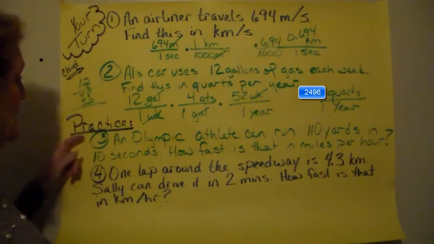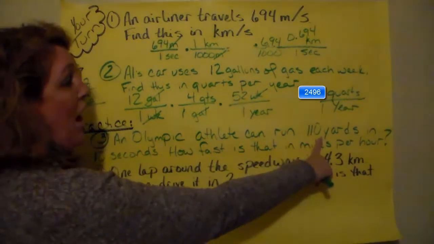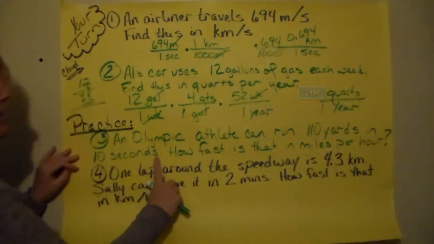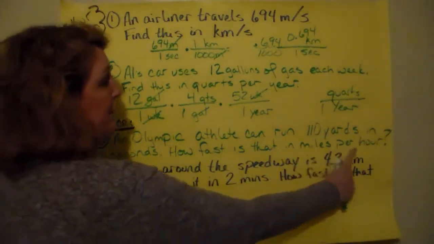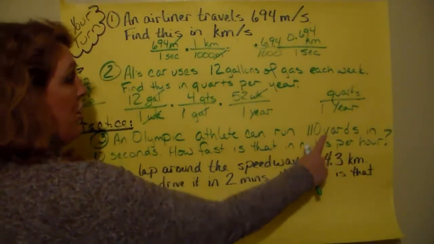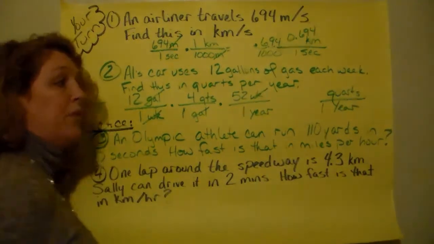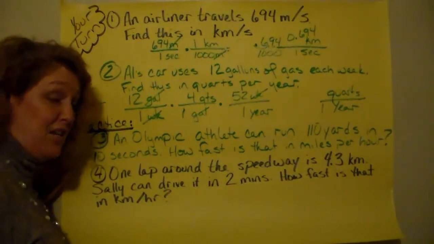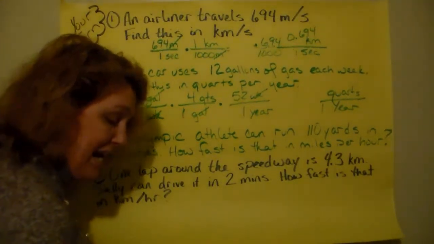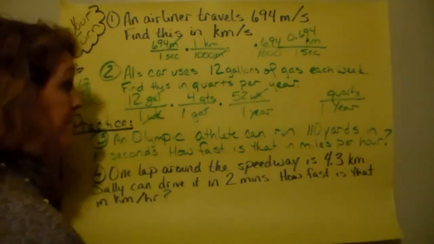All right, so your practice tonight. An Olympic athlete can run 110 yards in 10 seconds. How fast is that in miles per hour? So you need to change yards to miles. There are 3 feet in a yard, 5,280 feet in a mile, divided by 3.